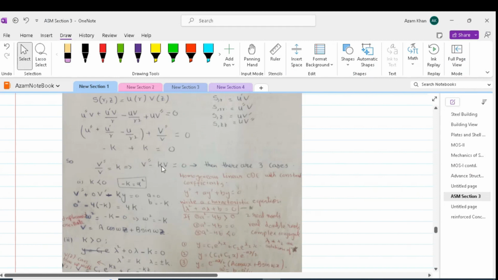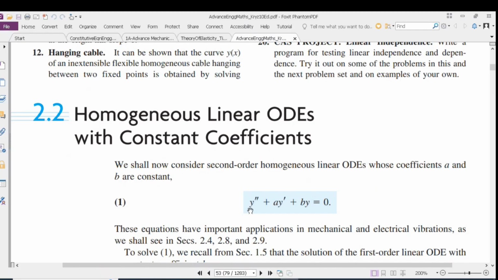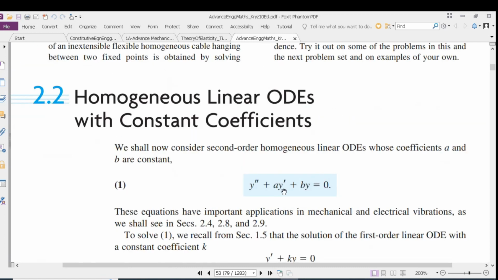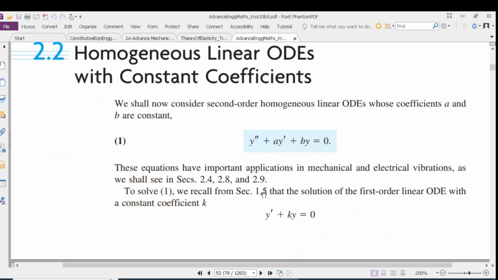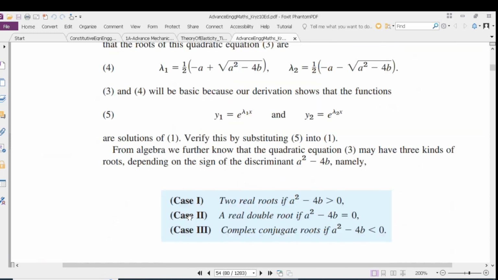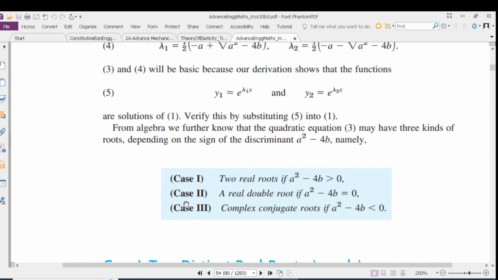We have got constant coefficients, we have got homogeneity, and this differential equation can be described generically as the one shown over here. Now, in order to solve this ordinary differential equation, we convert this one into a characteristic equation. Then find out our lambdas. So we can have three cases.